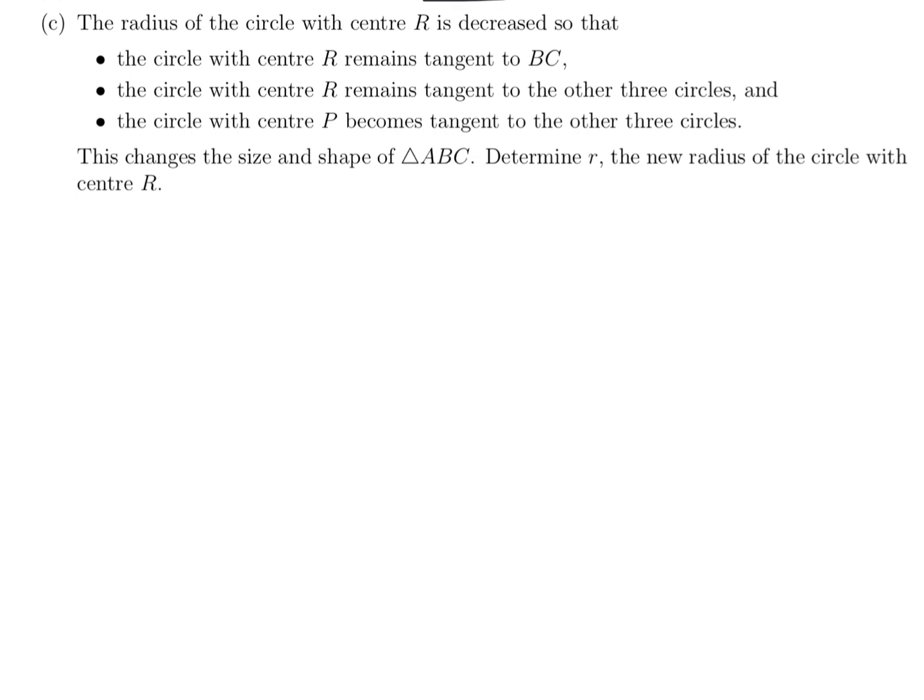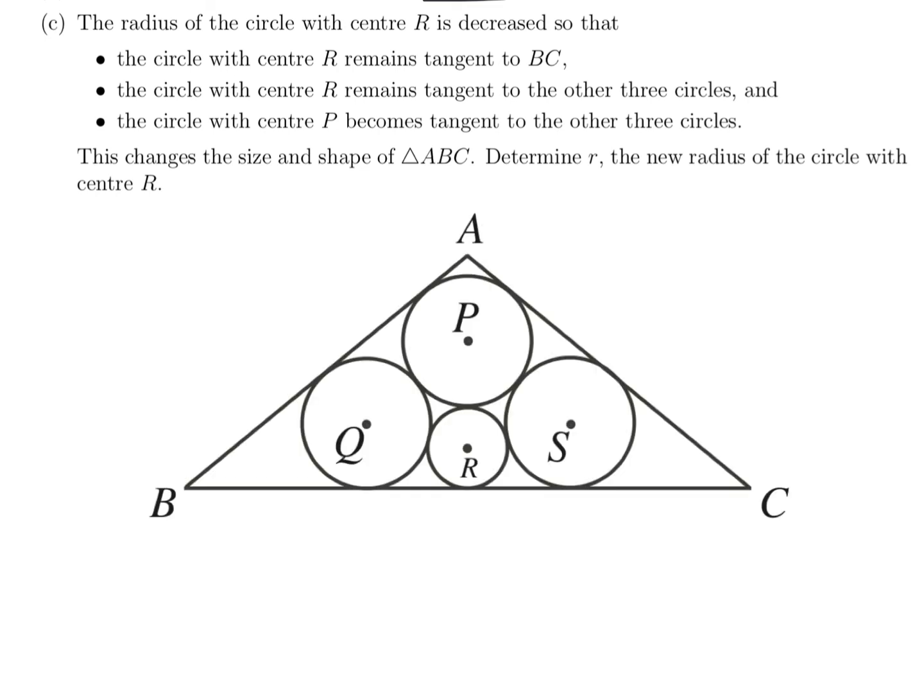All right, so my task here is to come up with a diagram. And here is that diagram. So as you can see, as they said in the question, when this circle is decreased in size like that, it changes the shape of triangle ABC.